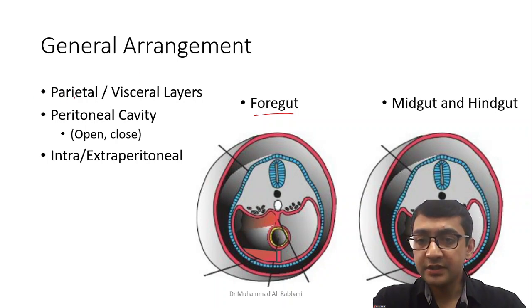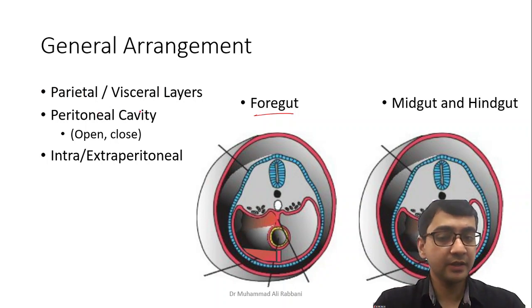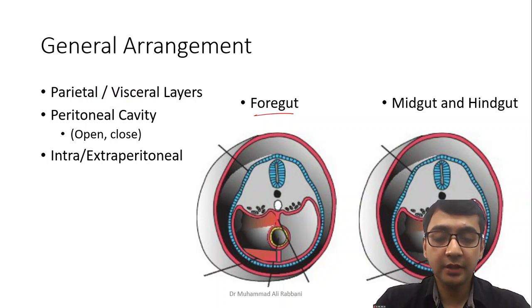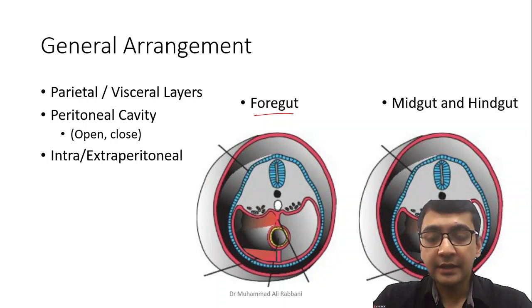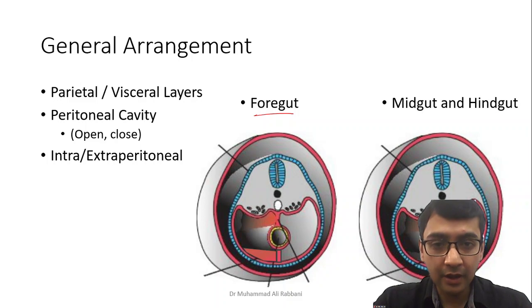So by now we have discussed what the parietal layer is, what the visceral layer is, and what the peritoneal cavity is, which lies between these two layers. You have seen in the example of the punch that the actual peritoneal cavity was not entered by the punch. The actual peritoneal cavity is a closed cavity in males, and the organs are present outside it, surrounded by visceral peritoneum. They are not actually inside the cavity.